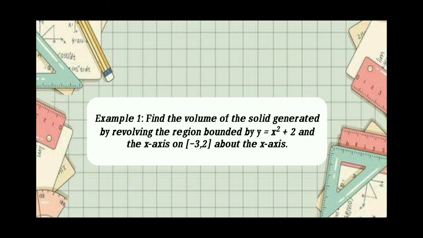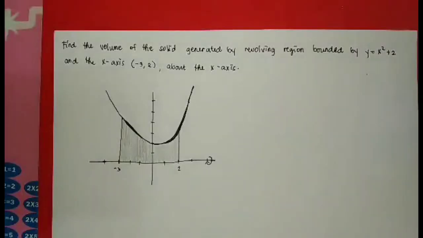Example number 1. Find the volume of the solid generated by revolving the region bounded by y equals x squared plus 2 and the x-axis on -3 and 2 about the x-axis. So in this problem, we will be using the disk method.